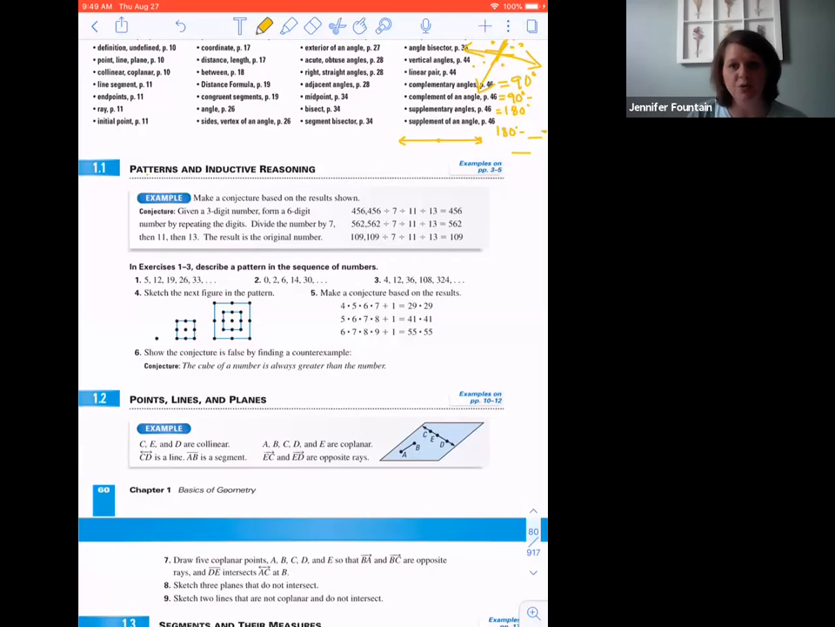6 plus 2 to the third gives me 14. This one's a little more challenging. 14 plus 2 to the fourth gives me 30. Okay, so that one's a little more challenging there.